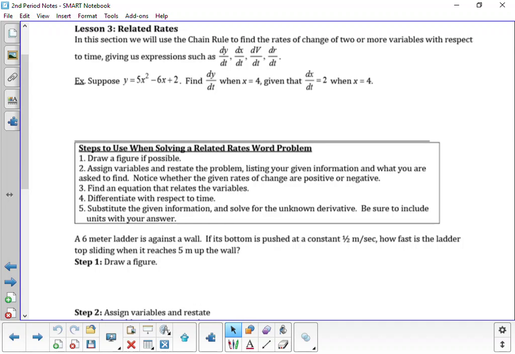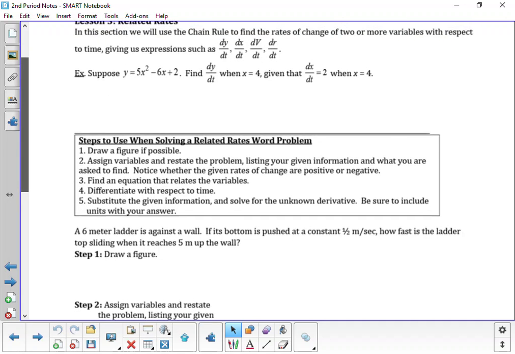Right, so we're going to do related rates today. Turn to, what page is it? 70 something. 73.